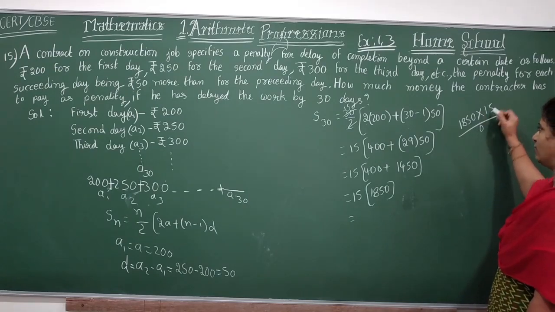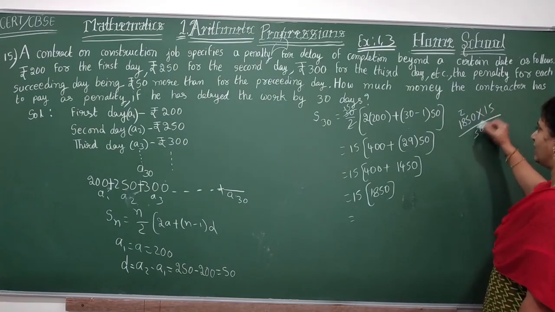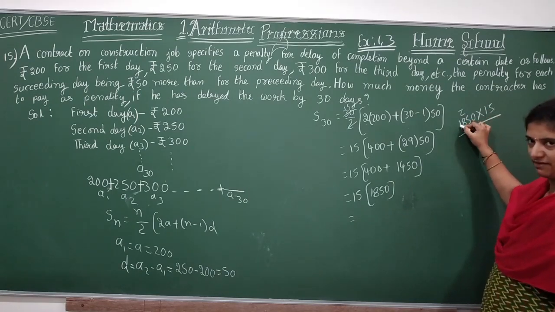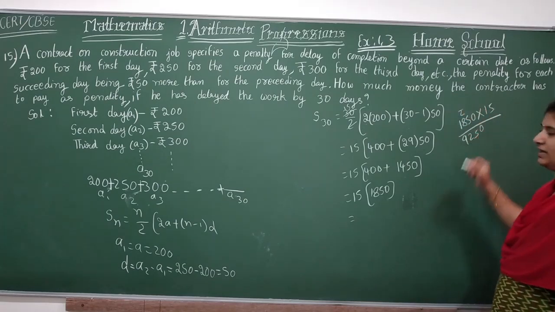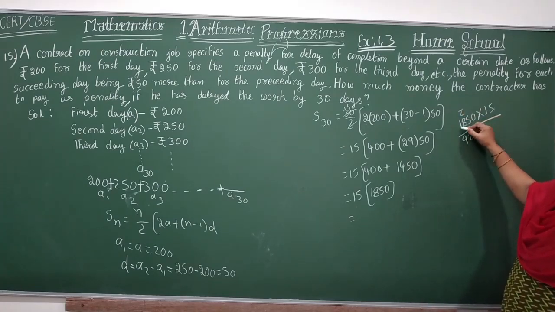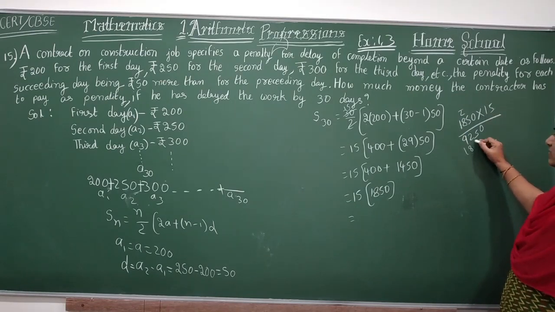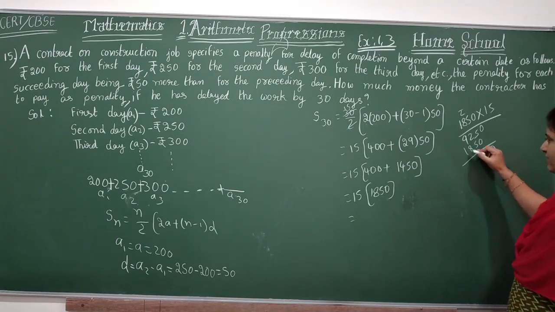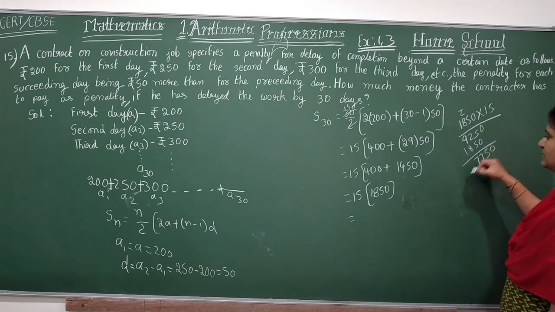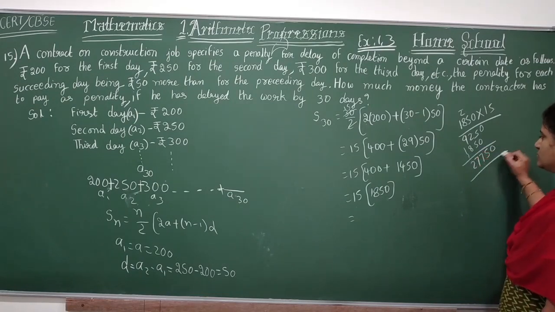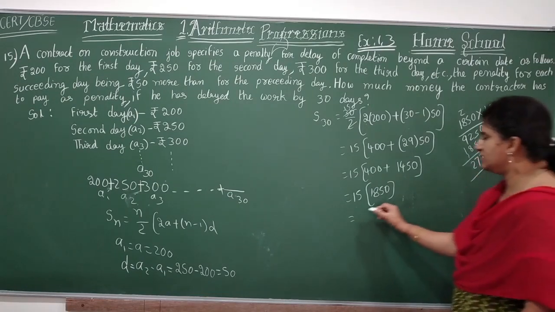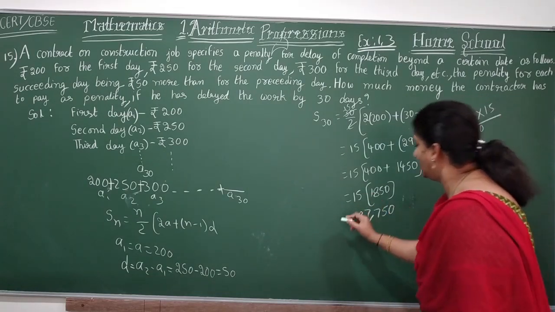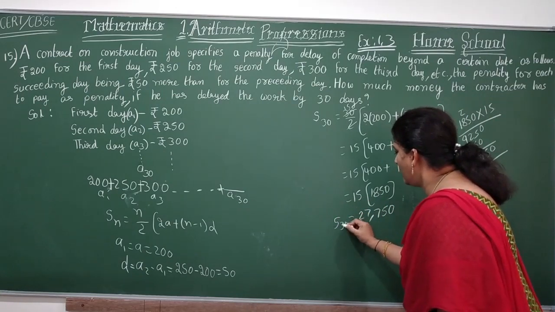5 zeros are 0. 5 5s are 25. 5 8s are 40 plus 2 will be 42. 5 1s are 5 plus 4 will be 9. So now 1 times 1850 is 1850. 0, 5, 5 plus 2 is 7, 8 plus 9, it will be 7, and here 1. So finally, how much is it? 27,750. So this is your answer.